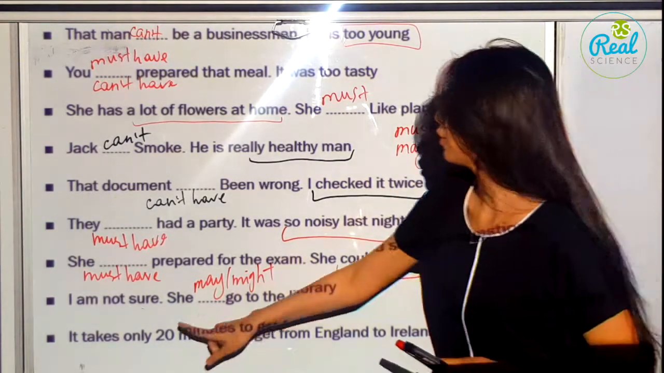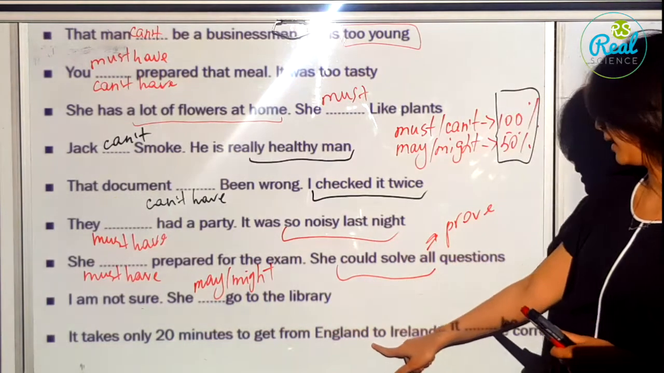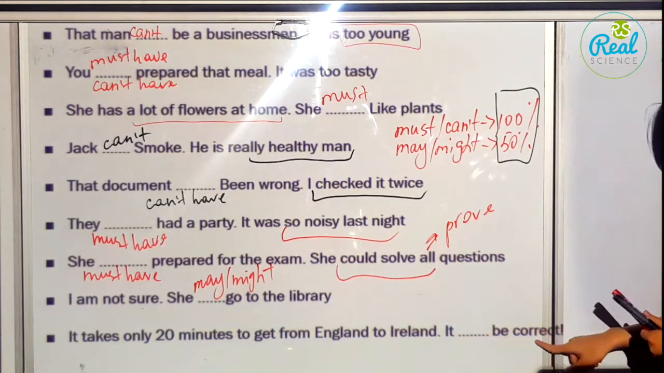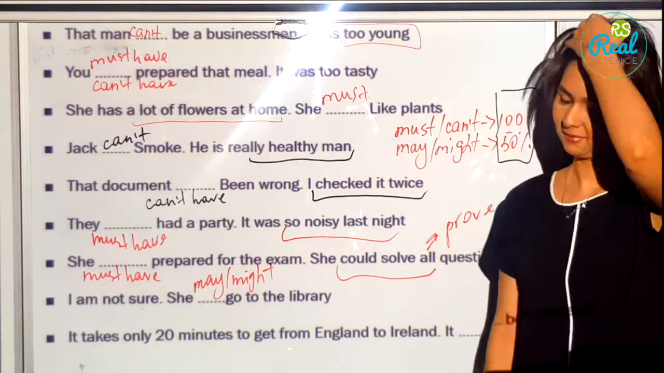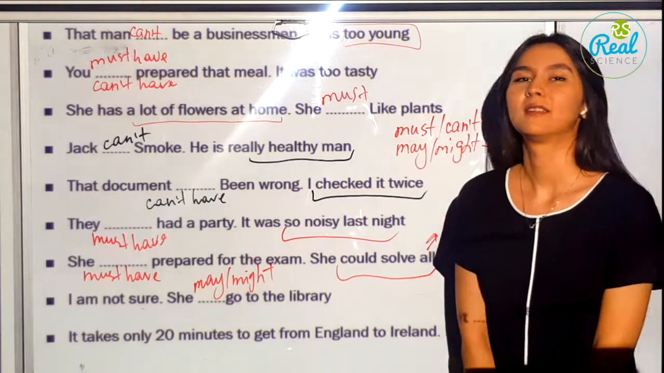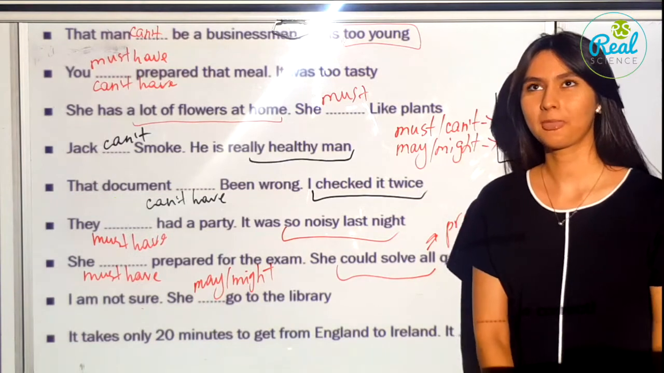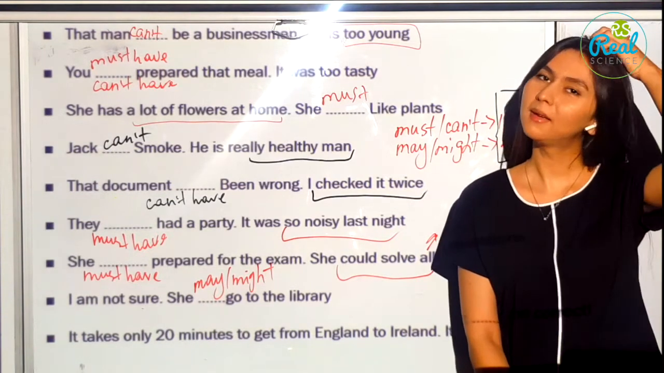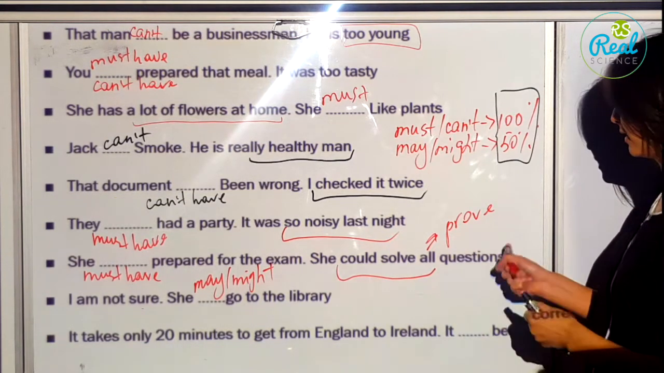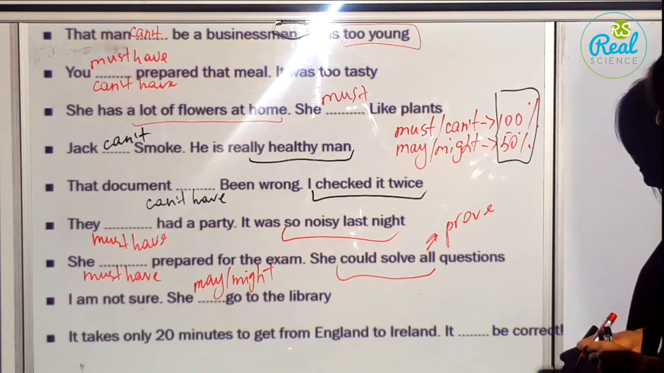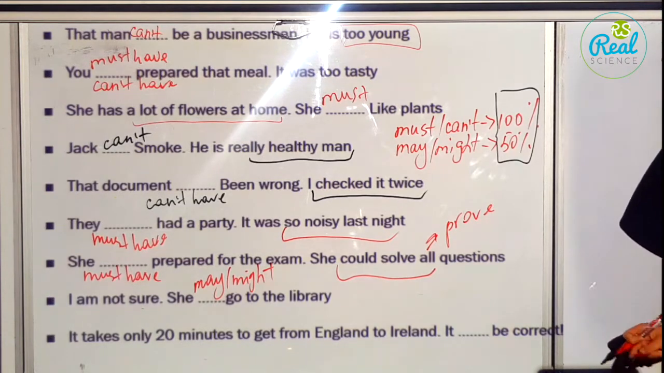Next one. It takes only 20 minutes to get from England to Ireland. It must be correct, it may be correct, it might be correct, maybe correct, or it can't be correct.